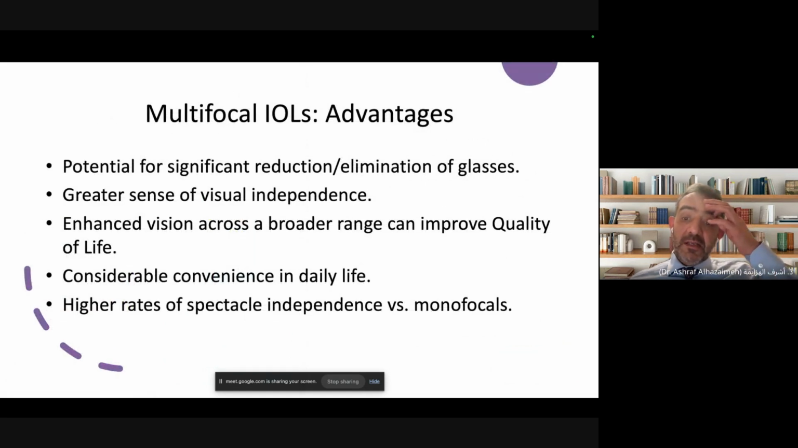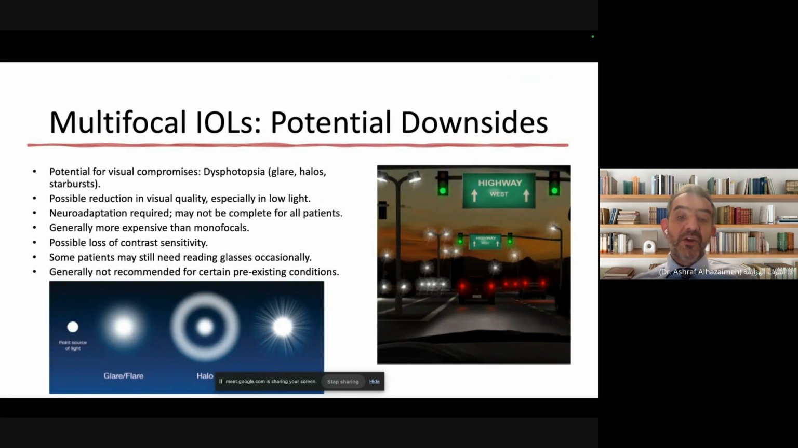The multifocal has advantages that they could give you freedom from glasses from all the distances, the near and the intermediate and the far, and they are convenient for almost all daily activity. But there's a trade. The main trade is that the patient will experience some visual compromises, which we call dysphotopsia, and they are in the form of glare, like this one, halos, which is a ring around the light, or starbursts, which usually start early after the implantation of the IOL.